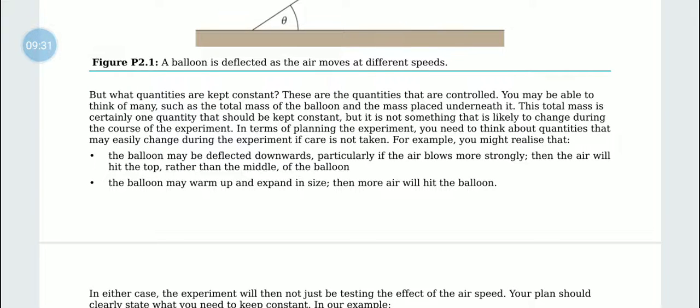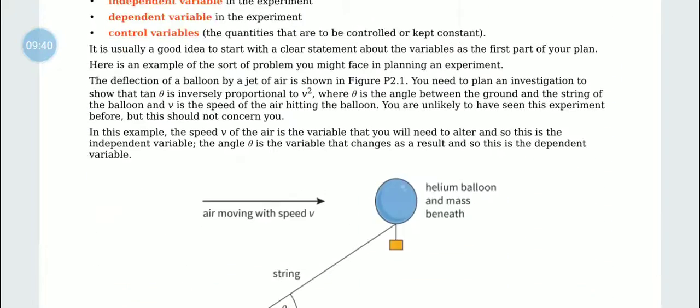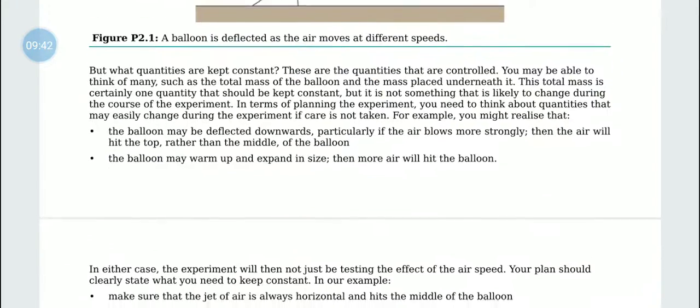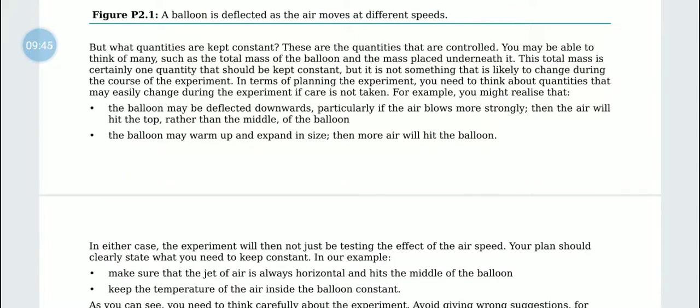Now the first thing is, what are going to be the constant quantities? That means the control variables. These are going to be the control variables, like we saw earlier, the quantities that are going to be controlled. You can think of many, right? For example, the total mass of the balloon, then the mass placed underneath, then the temperature, etc. You will be thinking about many, right?